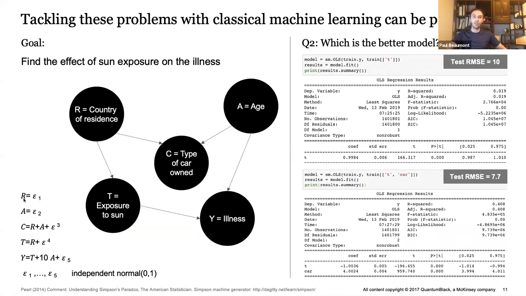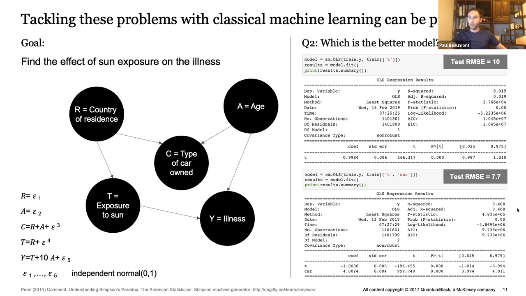So R and A are just independent normal distributions. Then C is made up of R and A, T is made up of R plus some noise, Y is made up of T plus 10A plus some noise, right? And the system of equations is also just mapped out as a graph, okay?